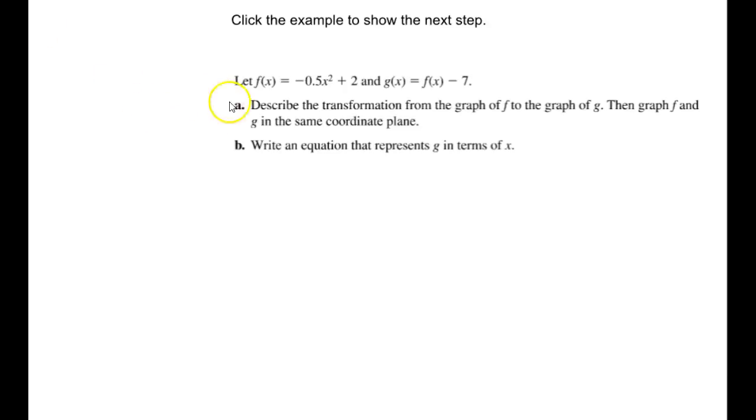So here's our next example. So let f of x equal negative 0.5x squared plus 2 and g of x equals f of x minus 7. First I have to describe the transformation from f to g, and then graph them both in the same coordinate plane, and then write an equation that represents g in terms of x. Because you see right now, g is written in terms of f of x, so I have to have two functions here. So I want to write g where I don't need to see what f is.